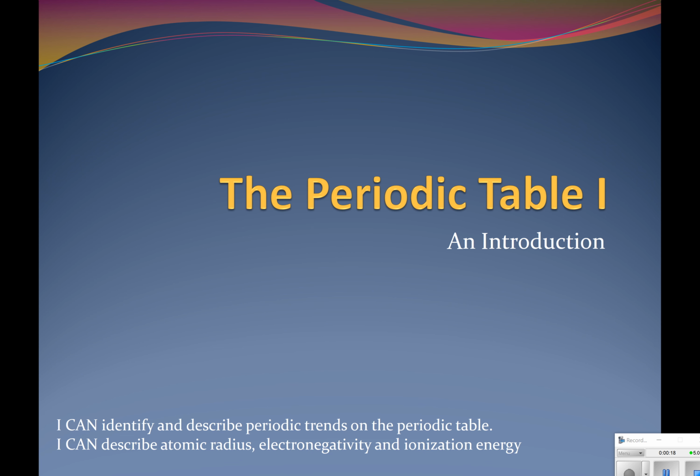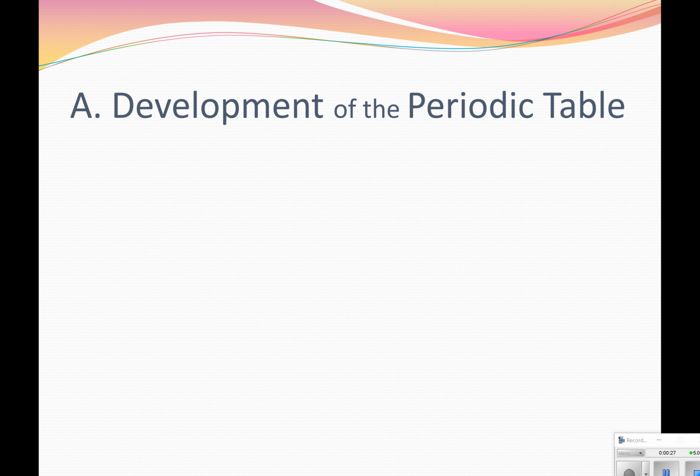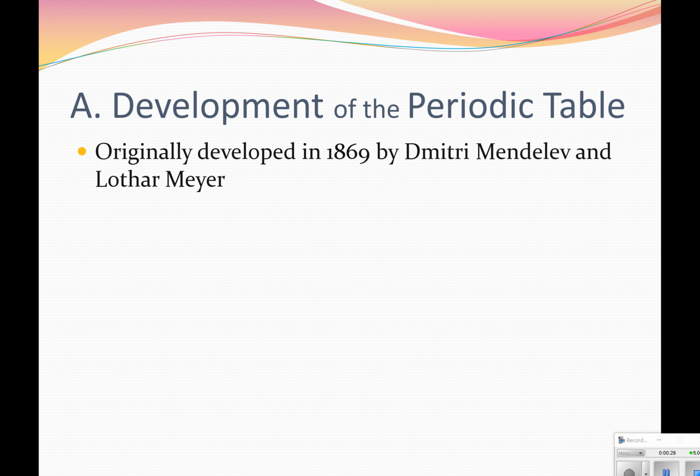should be able to identify and describe periodic trends on the periodic table and be able to describe atomic radius, electronegativity, and ionization energy. Now, the development of the periodic table: it was originally developed in 1869 by a gentleman named Dmitri Mendeleev and Lothar Meyer.